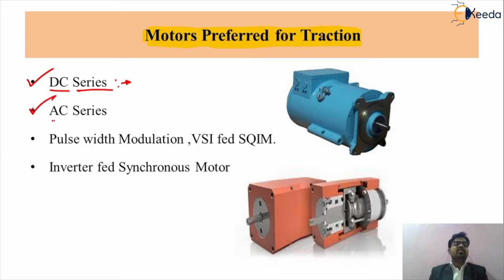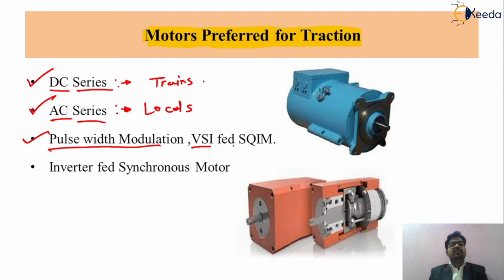The second motor is called the AC series motor. As we know, it is an AC commutator motor, which we also call a universal motor. This motor is again preferred for different types of local trains, general trains. And we have the pulse width modulation technique, that is, the voltage source inverter fed squirrel cage induction motor. Because nowadays, due to the different properties of the squirrel cage induction motor, it is again preferred as a traction drive.